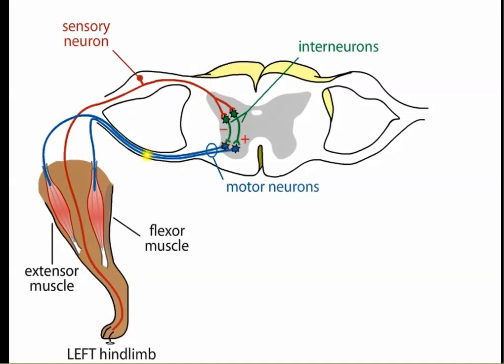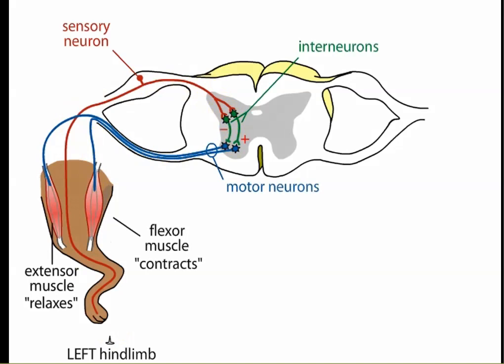In this example, an interneuron sends an inhibitory signal to the motor neuron controlling the extensor muscles. Another interneuron sends an excitatory signal to the motor neuron controlling the flexor muscles. This permits the dog to withdraw the limb from the painful stimulus.